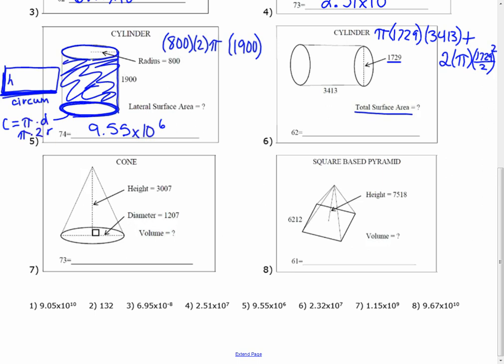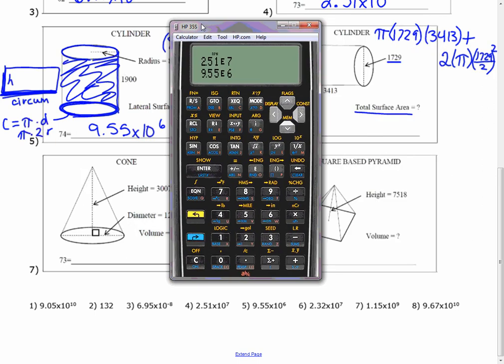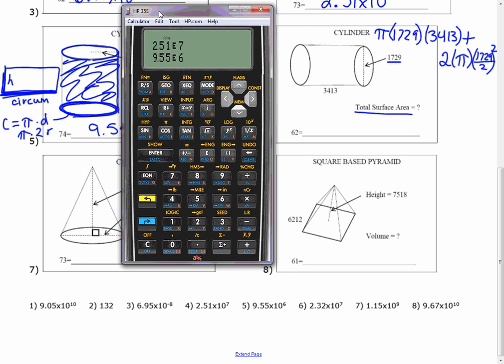So a little bit more to put into our calculator this time. I'm still going to start at the beginning there with our pi. So yellow pi, 1729 times 3413 times. And then we have to work the circles like they're their own separate little part of the problem.